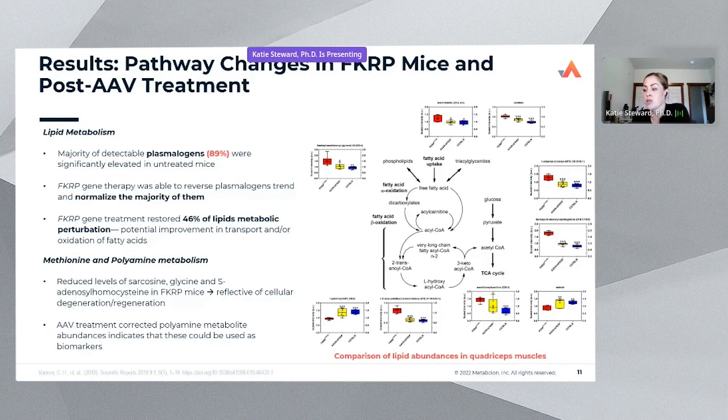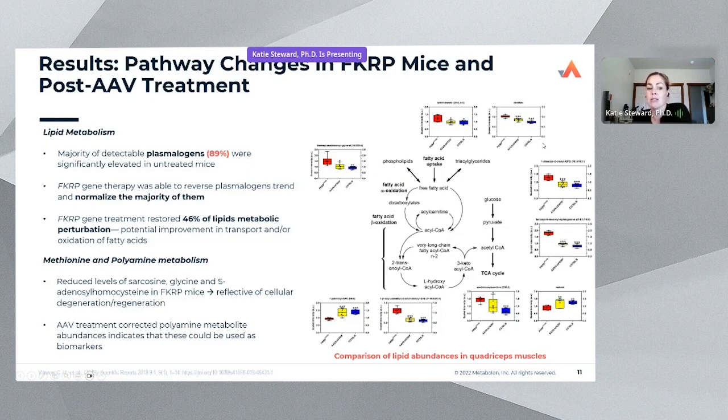This indicates that there was potentially improved transport and/or oxidation of fatty acids. And again, you can see here the corrective action on our fatty acid pathway, where we're seeing the FKRP in the red, the control in the blue, and the AAV treatment in the yellow. You can see that there were changes there, and after the treatment, they were returned to a more normal phenotype abundance.